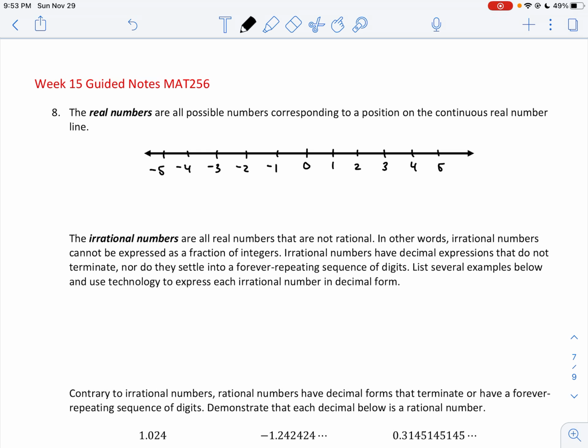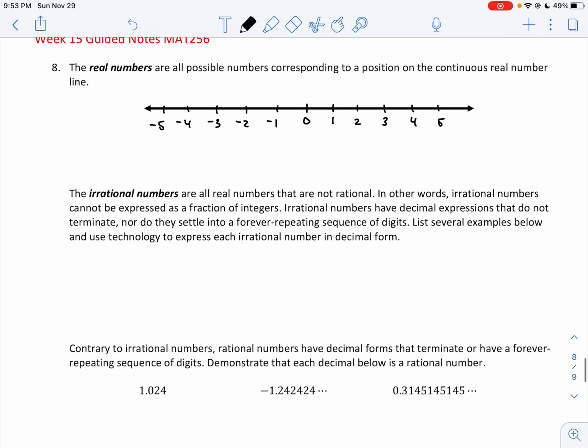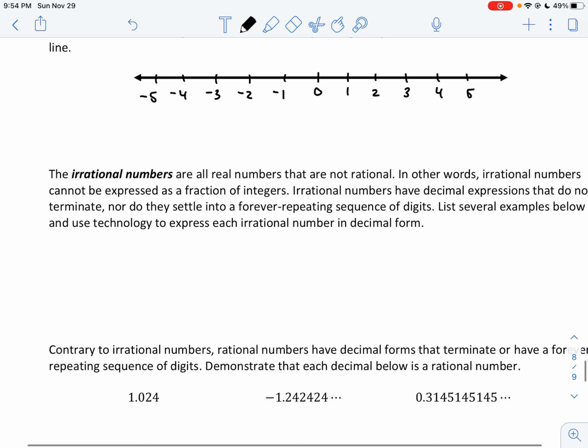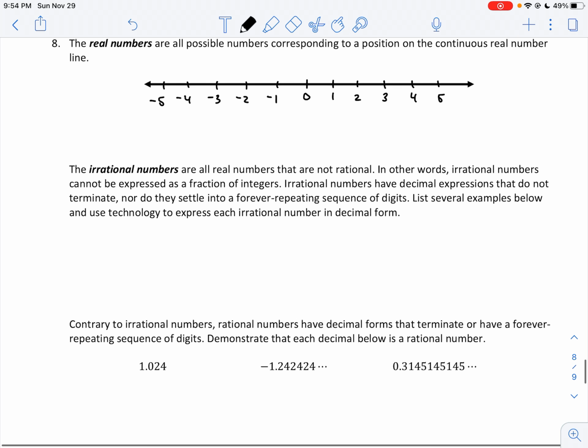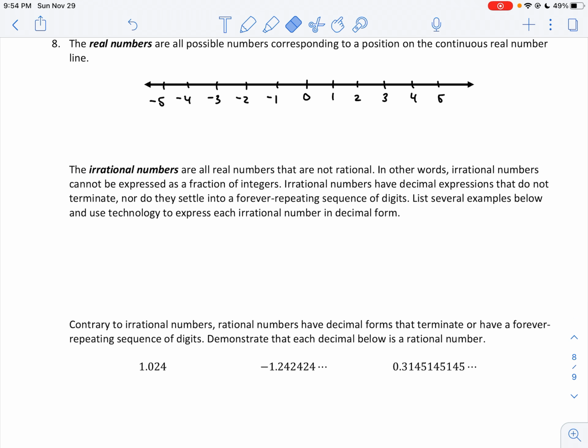Well, it turns out that the integers combined with all the rational numbers do not form all possible points on this continuous number line. There are other points that are not considered rational numbers. Other locations that do not correlate with rational numbers. They correlate with numbers that we call irrational numbers.